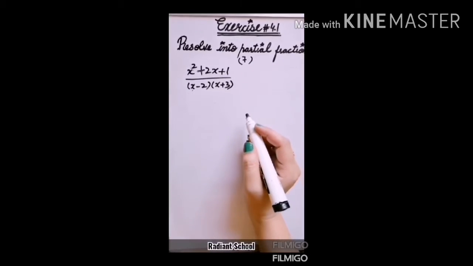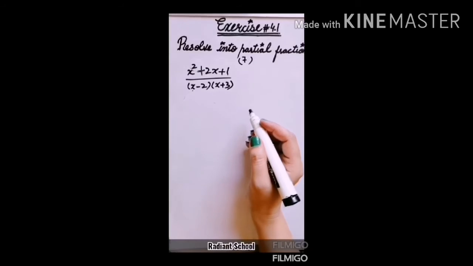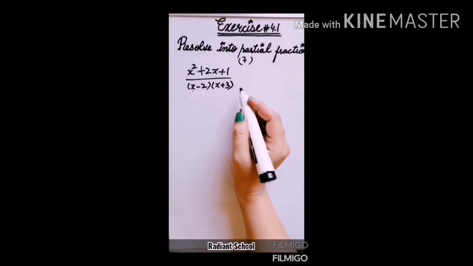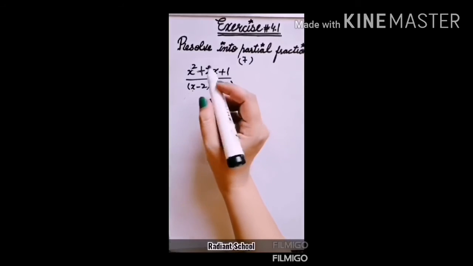Okay students, now let's take question number 7 of exercise 4.1. Now you have to resolve this question into partial fractions. First step, as I have told you, whenever you have a question and you have to resolve it into partial fractions, is that you have to check whether it is a proper fraction or an improper fraction. Let's check the degree of numerator.